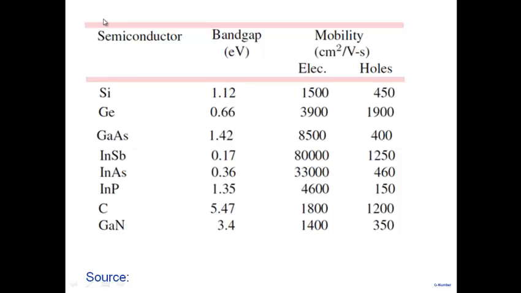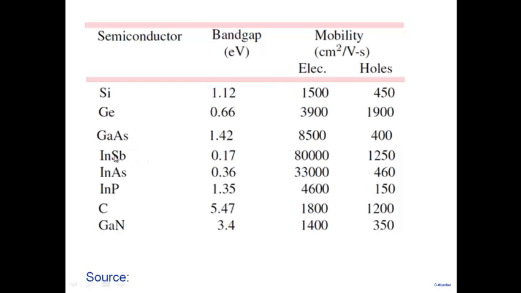Okay, so if I look at the different semiconductors that you see here, and look at the mobility values that we have, we have a range of mobility values here. Silicon is what? 1500, some people quote 1400 also here. So these are the mobility values in intrinsic silicon. Germanium is another semiconductor, 3900 for electrons and 1900 for holes here. Gallium arsenide is an important semiconductor, 8500 for electrons, 400 for holes.